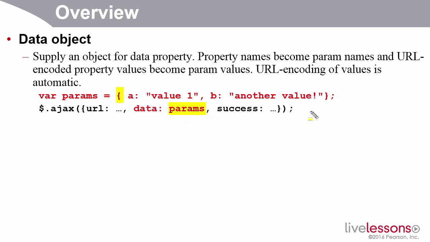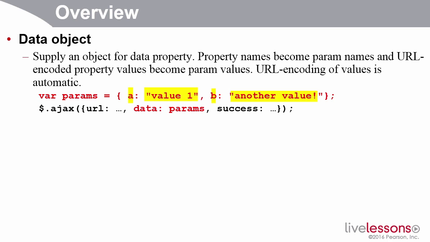Params is an anonymous object. And the idea is that the property names of this anonymous object, the field names, automatically become the parameter names, and then the values become the parameter values, but it's automatically URL encoded. So behind the scenes, it's not sending the anonymous object to the server. It's sending a parameter string with name-value pairs with ampersands and equal signs, just as before. But it builds it for you out of the object. And in particular, it automatically URL encodes the values.